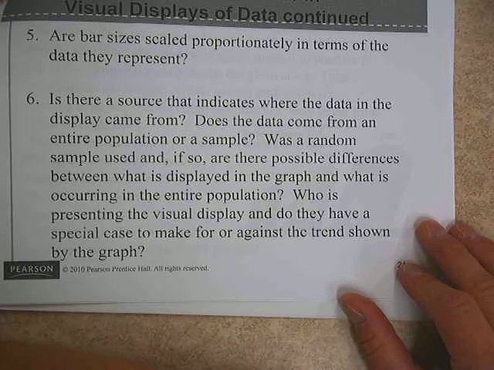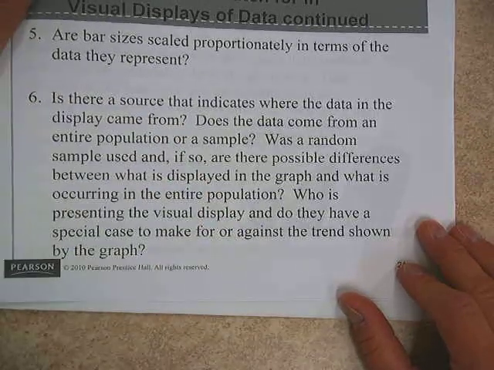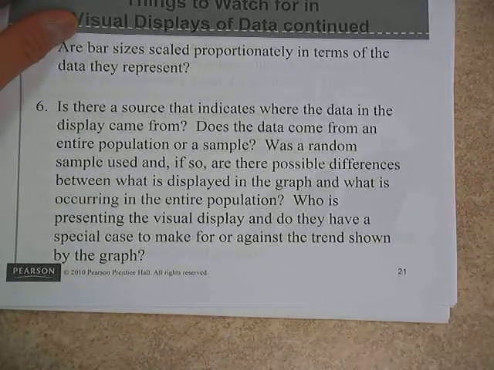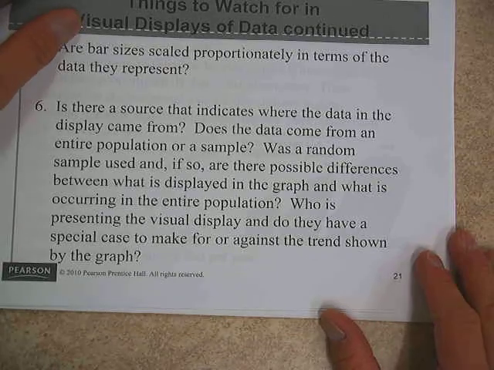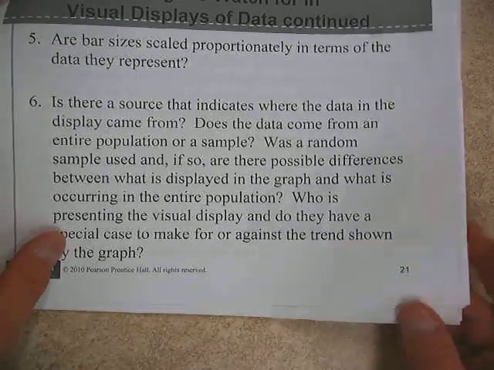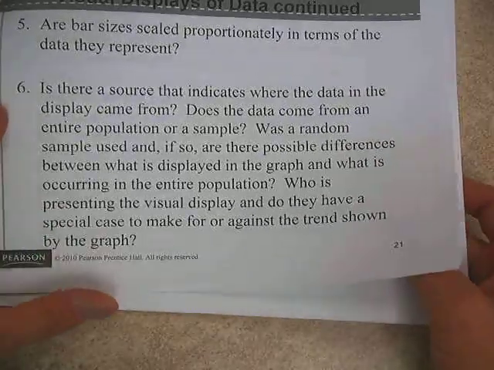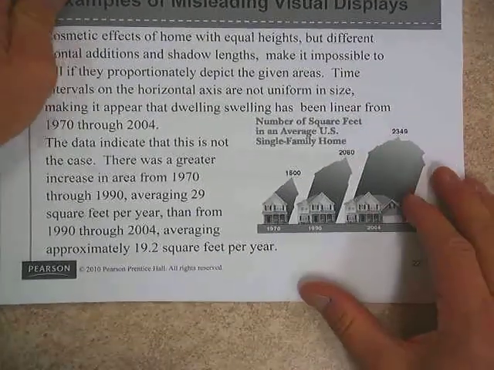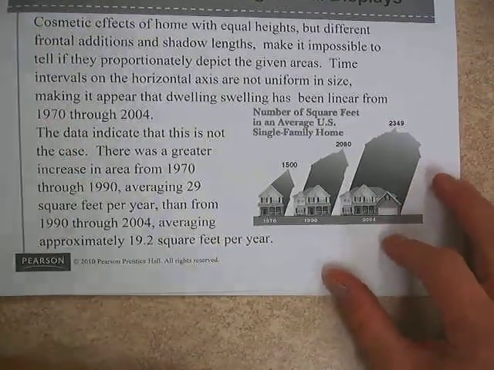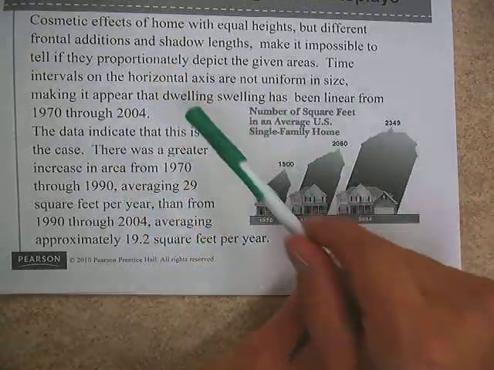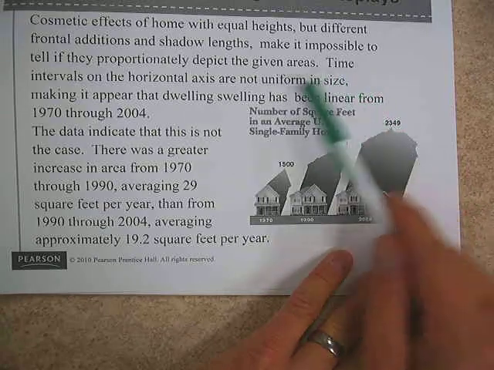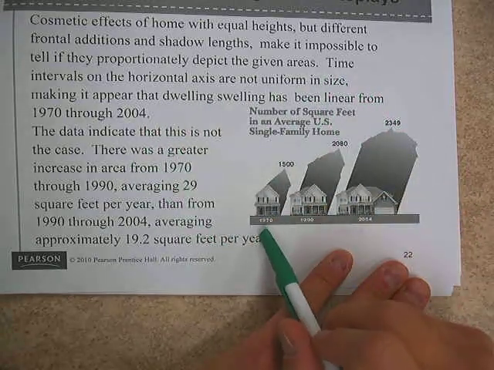So there are some things to watch for. There are a couple more on this page. We're dealing with a bar graph. Are the bar sizes scaled proportionately in terms of the data they represent? Number 6, is there a source that indicates where the data is from? Does the data come from an entire population or just a sample? Was a random sample used, and if so, are there possible differences between what is displayed in the graph and what is occurring in the entire population? Who's presenting the visual display, and do they have a special case for or against the trend shown by the graph? These are things we want to watch for anytime we're presented with a graph that displays any type of data.